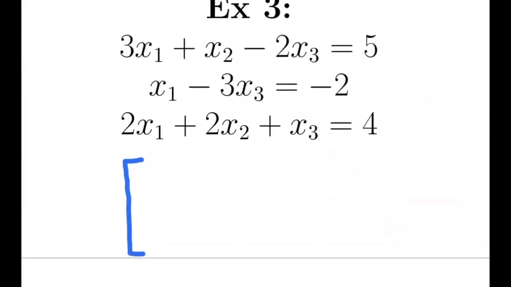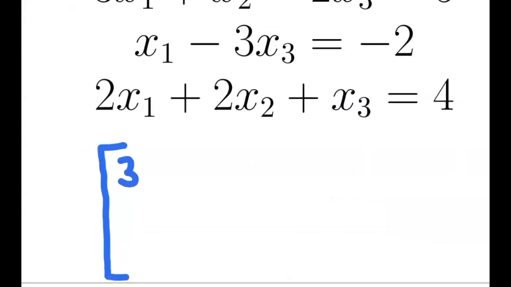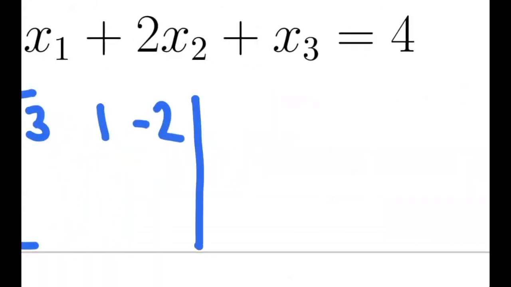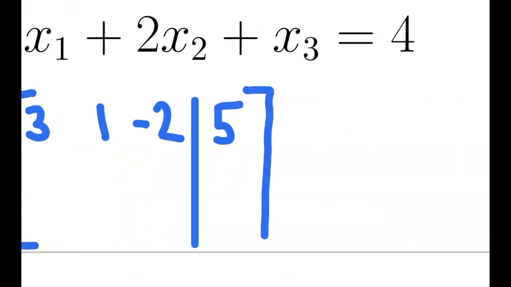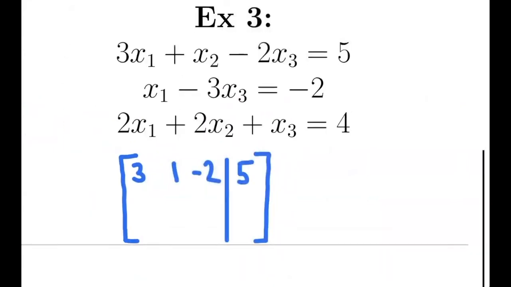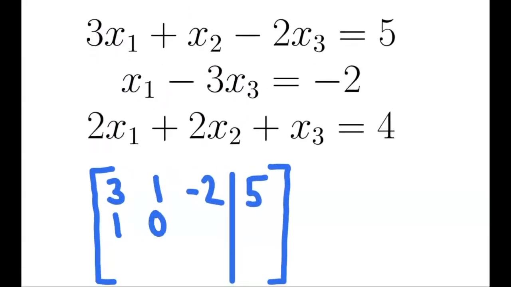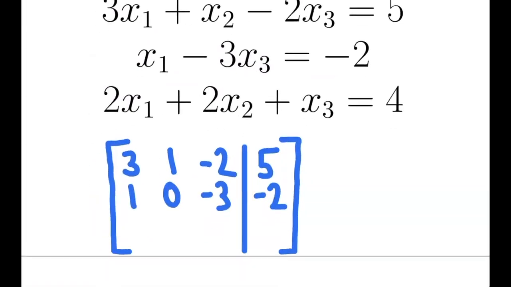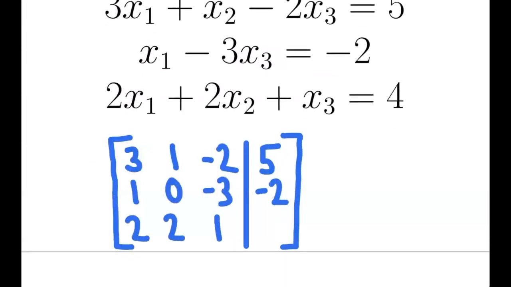So we'll have 3, 1, -2, and then 5. So that's the first equation. And you can write these in any order, but we'll just do the one they're giving us, or that Nick gave us. So we have 1, and then you've got to be careful because there's no x2 term, so it's really 0 times x2. Yep. And then -3, -2. And then we'll have 2, 2, 1, 4.